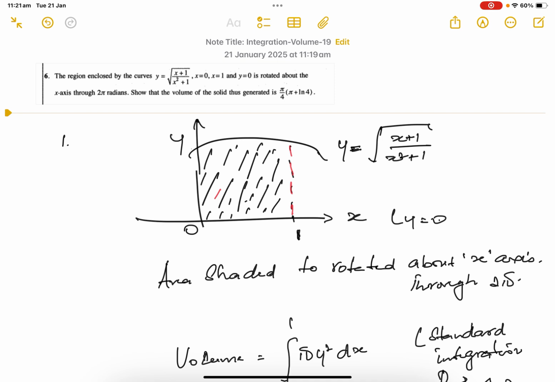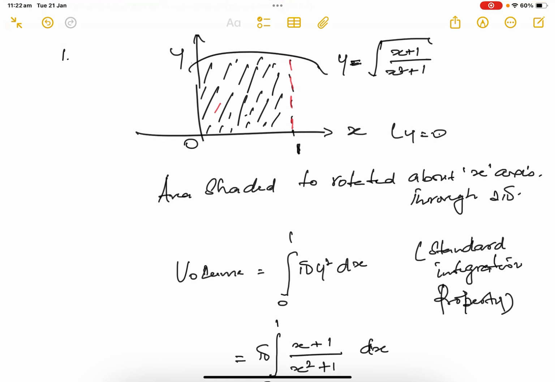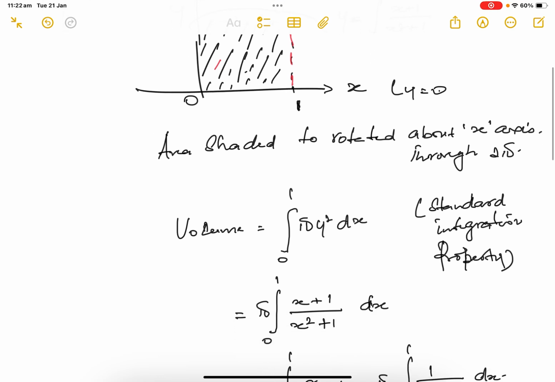This region is a two-dimensional region. When you rotate it through 2π, another full cycle, simply if you have a paper and rotate it, you get a solid, with reference to the x-axis, of course. When you rotate it, it will be a volume, a three-dimensional object. So we need to find the volume of the shaded area rotated about the x-axis through 2π radians.